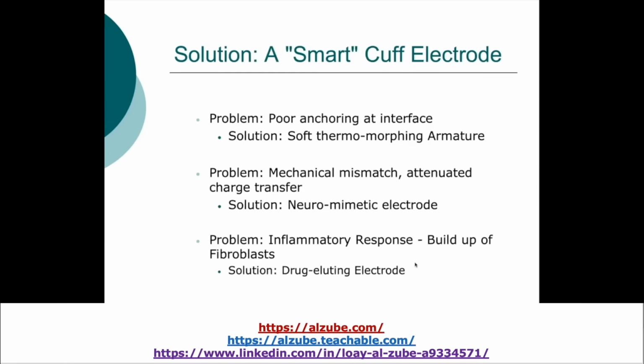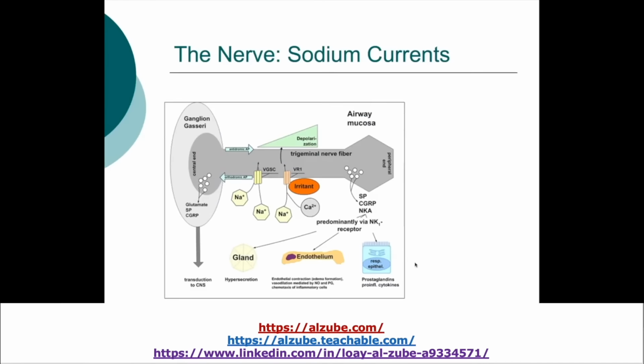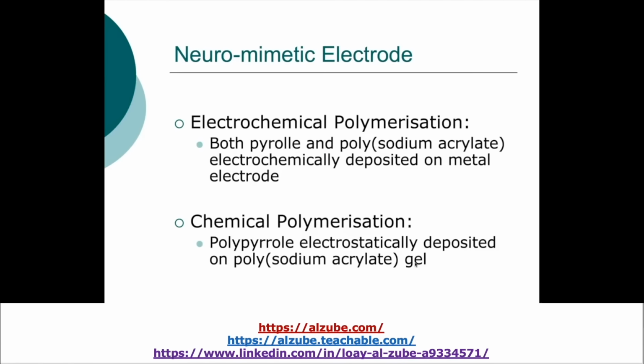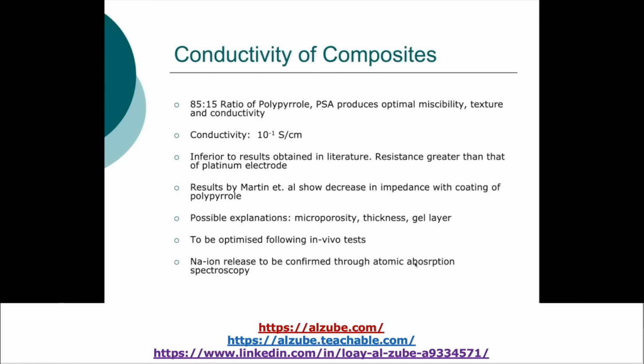Remember that the problem was the attenuation and charge transfer. Because of coating the material with other polymers and other materials, the conductivity is better, and the texture as well was much better. This is the value of the conductivity resulted. So higher conductivities, inferior to results obtained in the literature. Resistance greater than the platinum electrode, so decrease in impedance with coating. We have mixed results, but you can control it, and that's the important thing. So by controlling the porosity, the thickness of the layer, and what it's composed of, you can control the conductivity of these polymers. So there's a lot of work happening there.